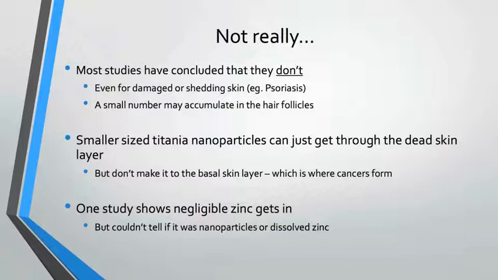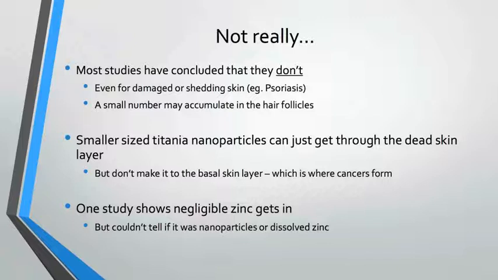Okay. That said, if you look at the smaller size of titanium that's used, you do see a little bit in, but it doesn't make it down to that important bit. So I want to show you that again. There's also one study that shows that some zinc can get in. But because of the design of the study, they couldn't actually show whether it was nanoparticles or just zinc. A lot of these studies are designed poorly like that, and it can be very hard to tell. It can be sort of like finding a nanoparticle in a haystack, if you like.